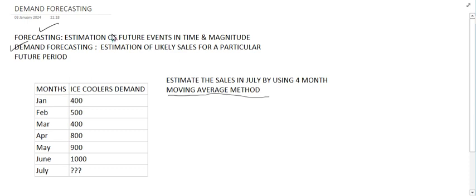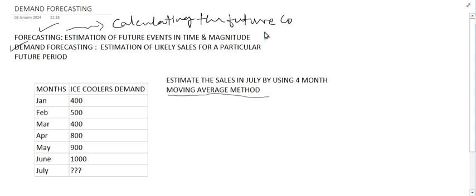Okay, so first let me tell you what we mean by forecasting. As in the definition I quoted, forecasting is nothing but predicting or calculating the future events, whatever future events are going to occur. That can be predicted by using some scientific methods, and we call it forecasting. Generally it is based on time and magnitude. So what are magnitude and time?